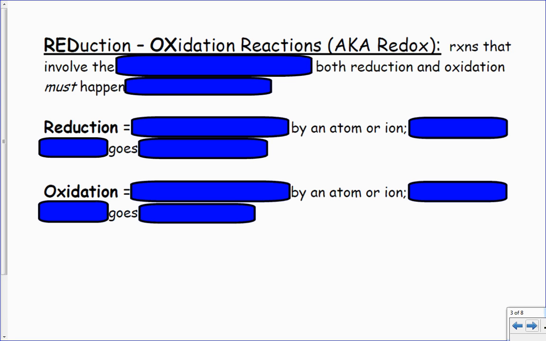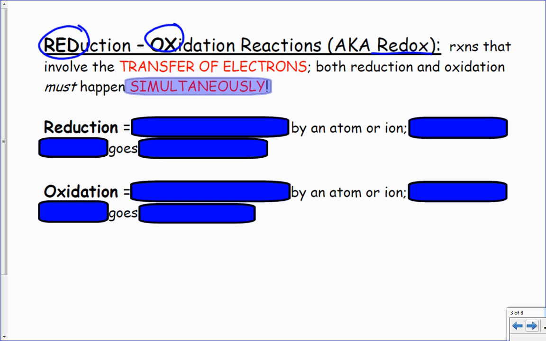So this is where we get redox from, a reduction and oxidation reaction. We call it redox for short. So there's reduction reactions and there's oxidation reactions. They involve the transfer of electrons. Both reduction and oxidation must happen simultaneously. That means at the same time. I cannot have one without the other.